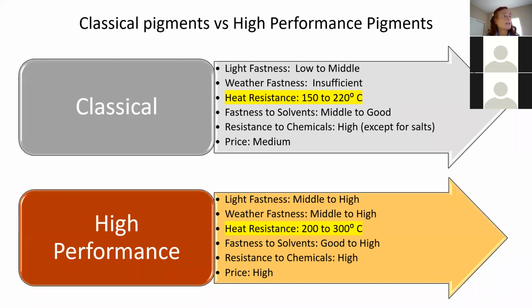So when we talk about plastics, we certainly have to mention the difference between classical pigments and high performance pigments. And the key here is in the heat resistance between these two groups of pigments. In general, the classical azo pigments have a lower heat resistance value than the high performance pigments. This is a generality. There will be some exceptions to these rules, but this is one of the key properties that distinguish the two groups of organic pigments with respect to plastic applications.